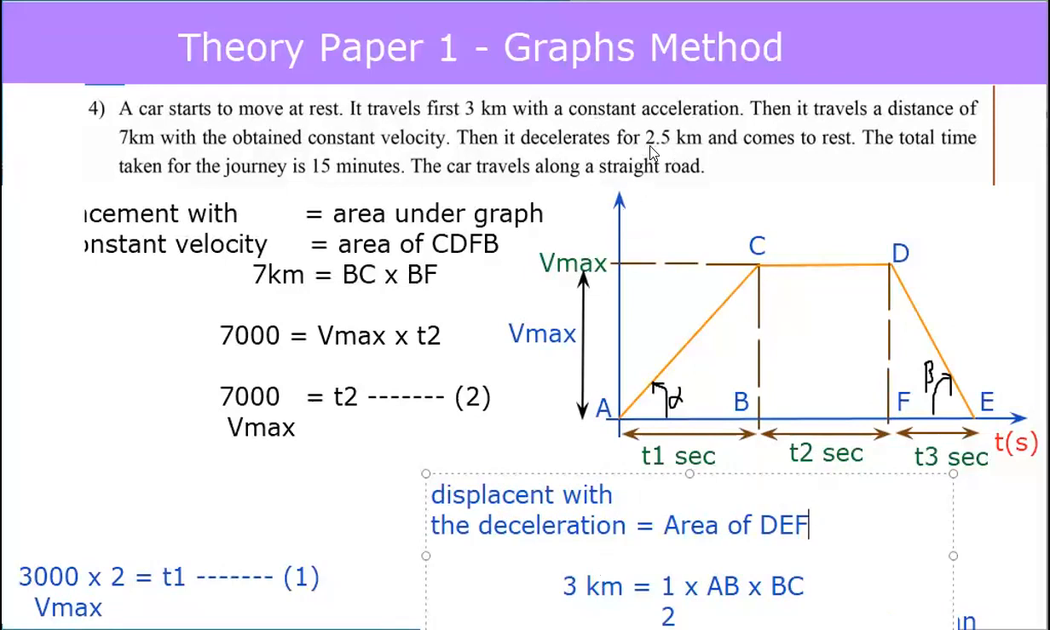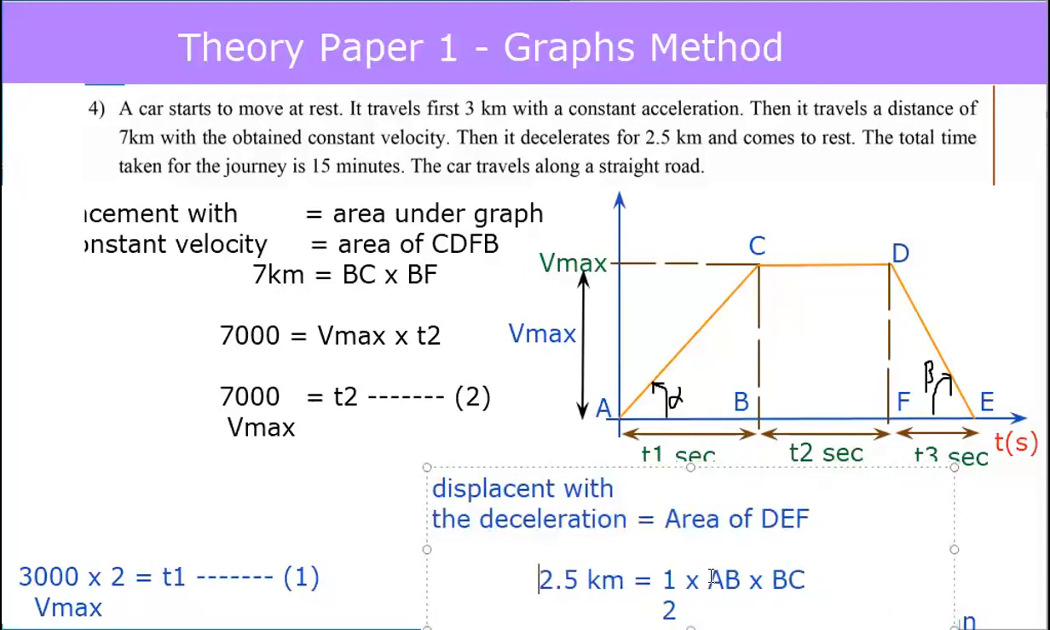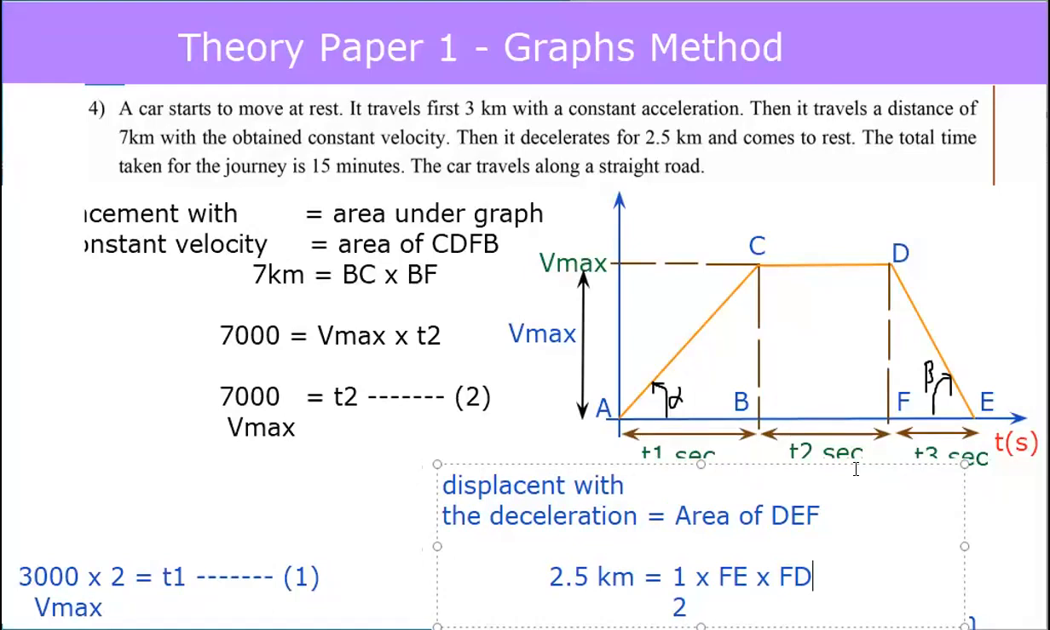Displacement with the deceleration, they have given it as 2.5 kilometer. The area of a triangle is, as usual, half into base, that is FE, into perpendicular height, that is FD. Can you do the rest? Subject T2, obtain an expression for T2 and send it to my Zoom chat. Start there.